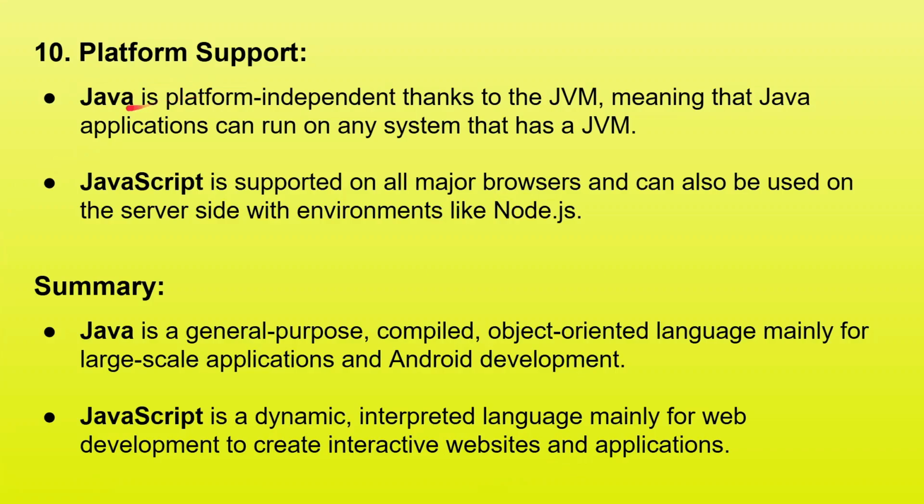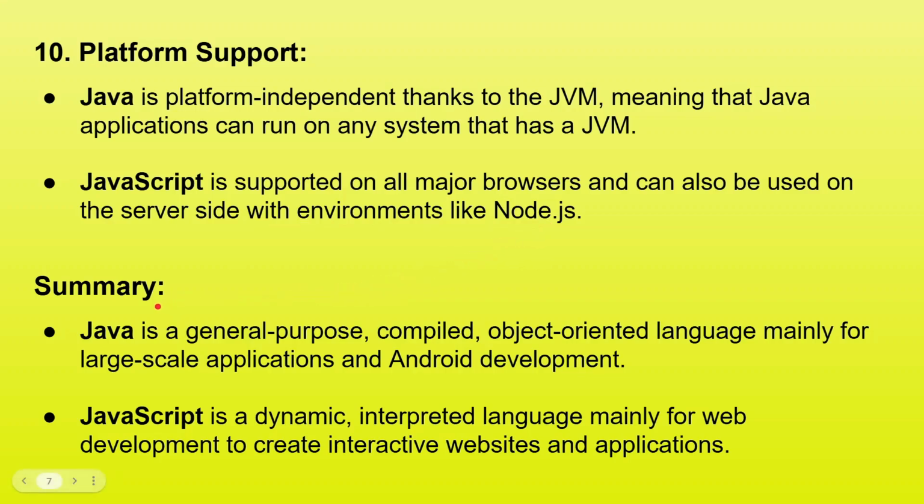Platform support. Java is platform independent thanks to the JVM, meaning that Java applications can run on any system that has a Java Virtual Machine. JavaScript is supported in all major browsers and can also be used on the server side with environments like Node.js.